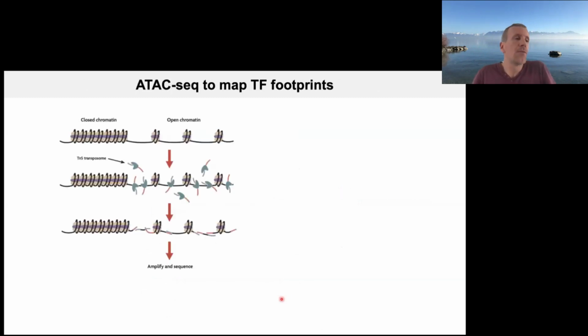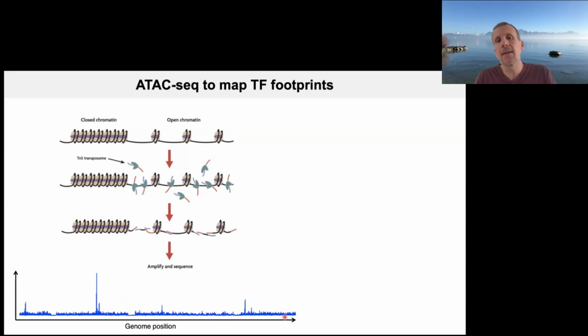So the first way we looked at transcription factor binding in a very broad manner was to take advantage of ATAC-seq. As you probably all know, ATAC-seq allows you to map accessible regions of the genome by taking advantage of a transposome that is loaded with sequencing adapters that lands into active open regions of the genome. And then you get these peaks on the genome tracks that tell you where the genome is accessible.